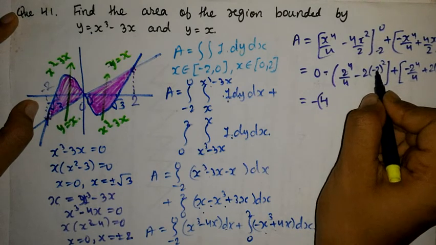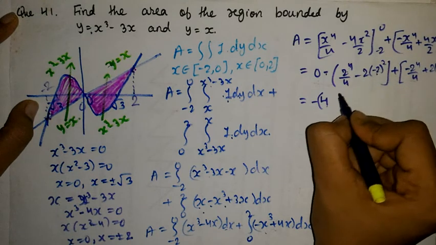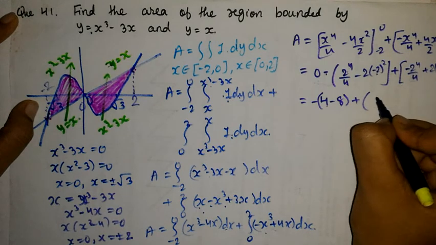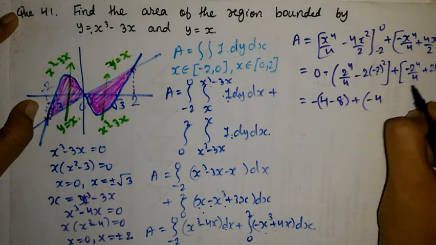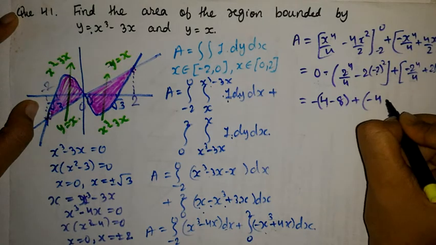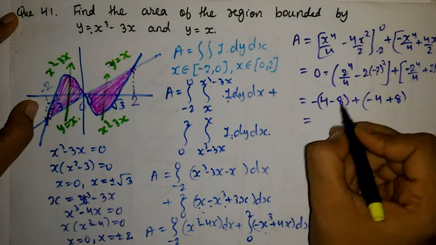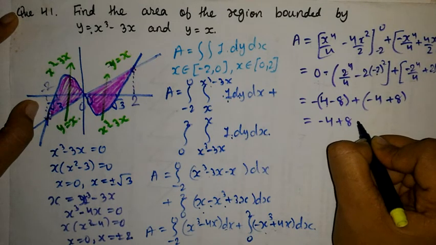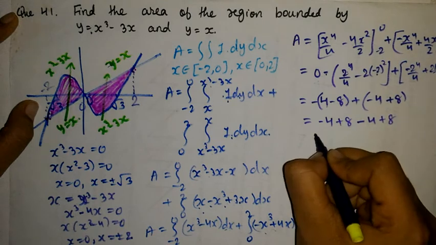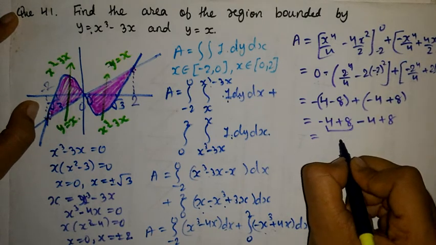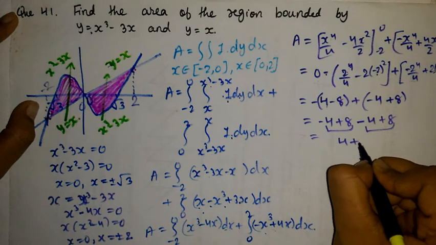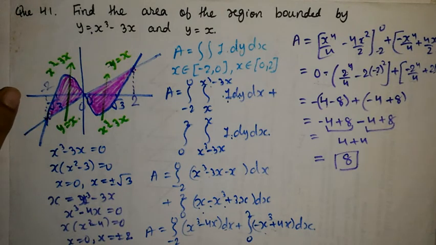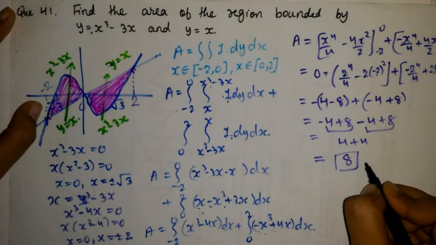And here it will be positive. 2 square 4, 4 into 2 is 8. Plus here it will be again 4. But here minus side is ahead. So minus 4. And here it is going to be again 8. Now taking minus side inside, we get minus 4 plus 8. And here minus 4 plus 8. By solving this, we get 4. By solving this, we get plus 4. That is equal to 8. So 8 is our answer.